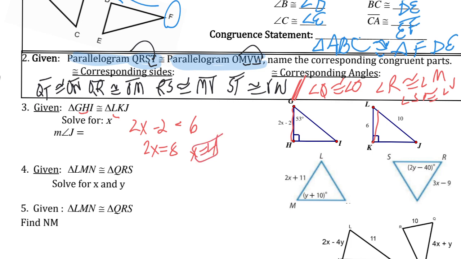And if you notice, if you plug that into this side right here, 2 times 4 is 8 minus 2 would give you the length of 6. So yeah, those two sides will be congruent to each other. They just talk about the one in terms of x, a little silly.